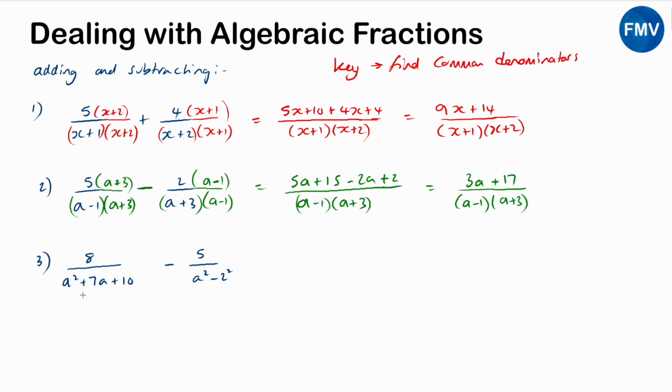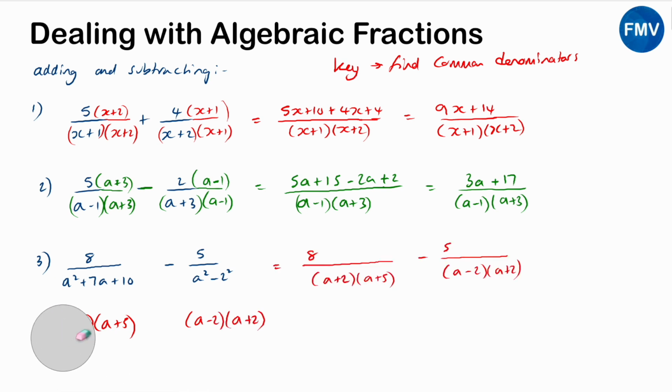Looking at the last one, the first thing I would do here is factorise both of these. So if I look at the first one, that becomes the factors of 10 that add to give me 7 are 2 and 5. So that's a plus 2, a plus 5. This one is the difference of 2 squares, so that becomes a minus 2, a plus 2. So let's rewrite this, and we'll get rid of these. So now, rather than just multiplying this whole fraction by all of this denominator to get a common denominator, we need to recognise that actually there's already something common in there. We've already got a plus 2 in both of them.